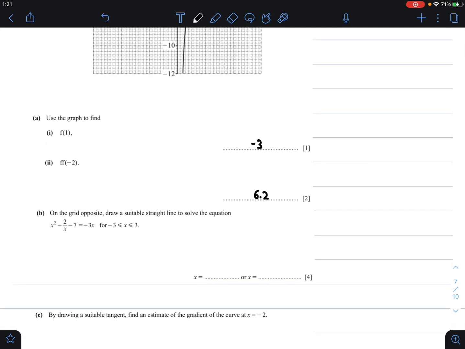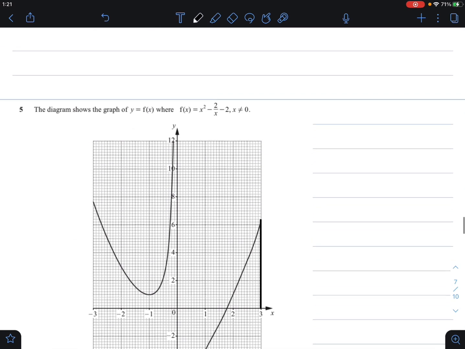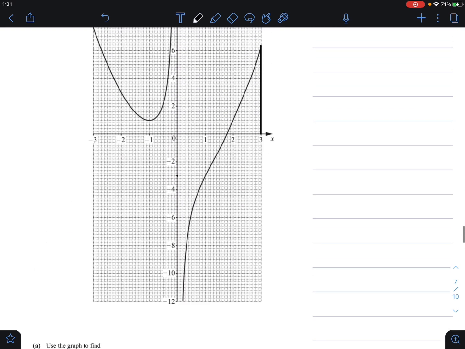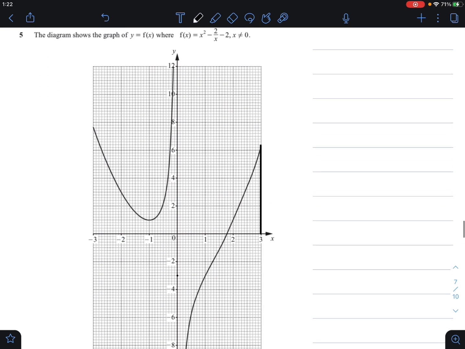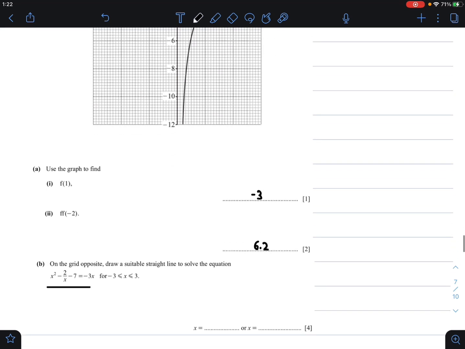They are asking us on the grid to draw a suitable line to solve the equation. This equation is slightly different to what they've given us in the question. In the question, the first two terms are the same, x squared minus 2x. But the last term, which is -2 in the question, is -7 in part B. So they have actually added a -5 to it.